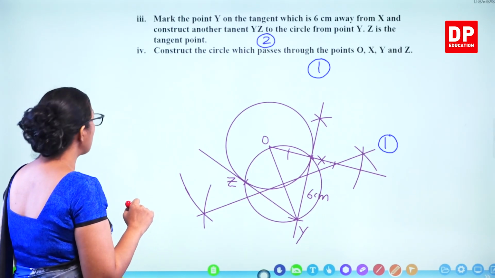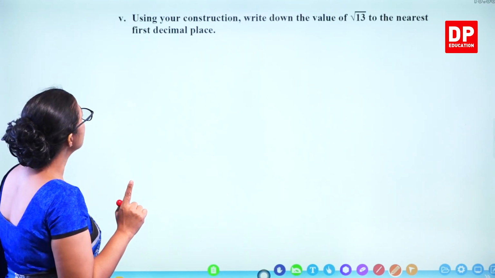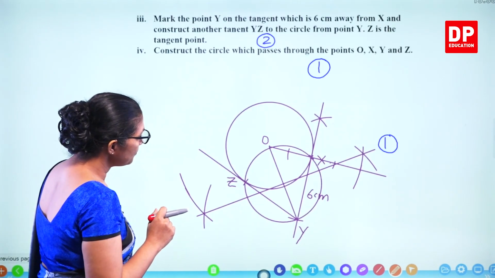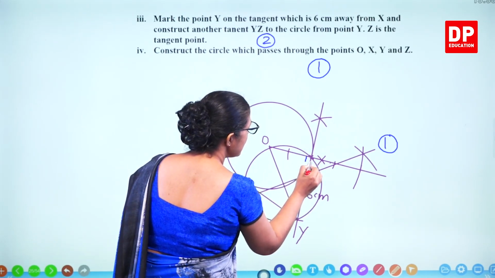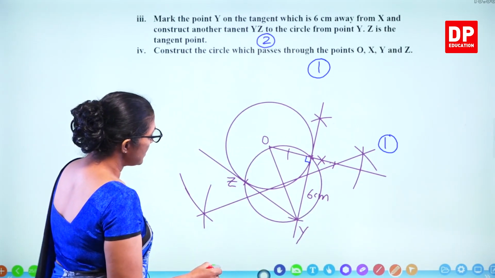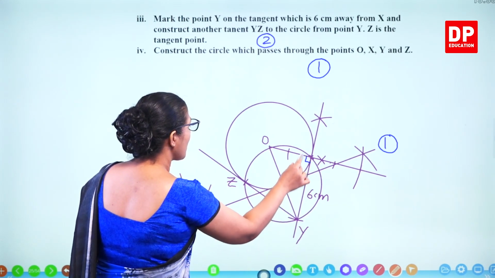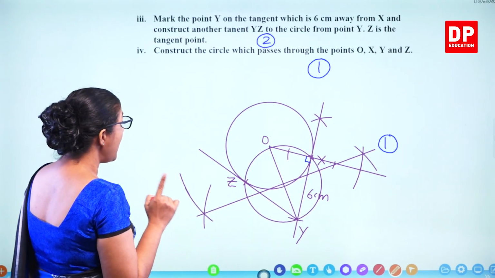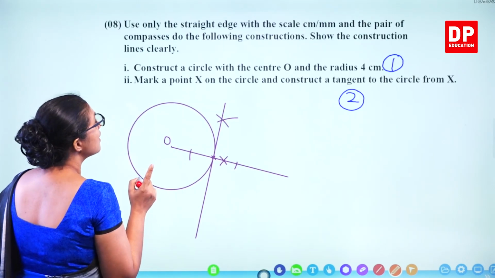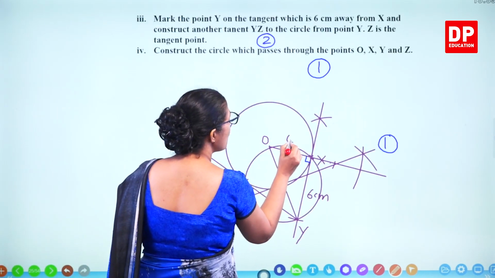And now we'll look at the next part. Using your construction, write down the value of root 13 to the nearest first decimal place. Now look carefully at your diagram. We know this is a 90-degree angle. What's this length? That's 6. And what's the radius of the circle we drew? That's 4 centimeters. Radius is 4 centimeters. So this is 4 centimeters.